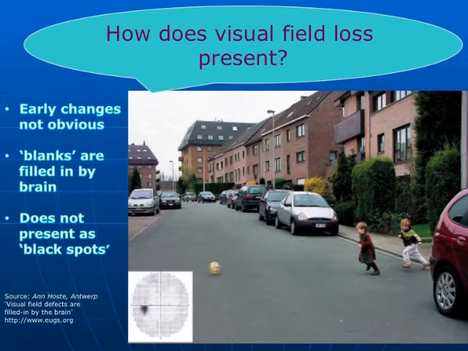First of all, you have 2 eyes. One eye will cover for the losses in your other eye, so you might not realize. The other thing is the blanks are filled in by the brain. I have an example of how that happens. And it does not present as black spots, unfortunately. So this is an interesting photograph. It's work done by a lady from Holland who has created these picture series.